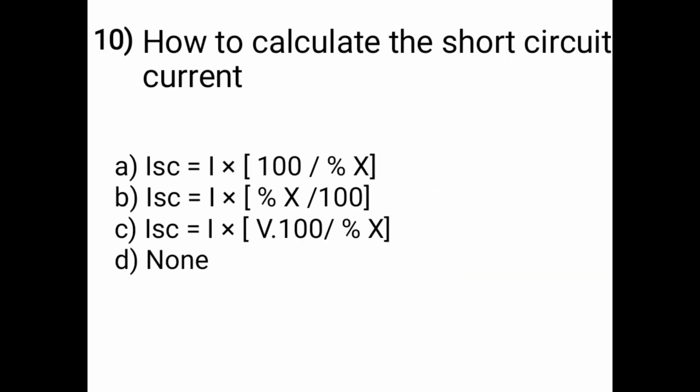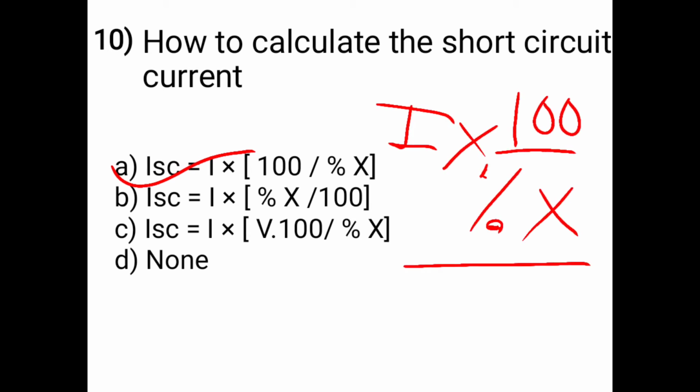Then next question is, how to calculate the short circuit current? Options are: short circuit current is equal to current multiplied by 100 divided by percentage reactance, or option B is short circuit current is equal to current multiplied by percentage reactance divided by 100, or short circuit current is equal to current multiplied by voltage into 100 divided by percentage reactance. So the correct answer is option A, that is short circuit current is equal to current multiplied by 100 divided by percentage reactance. This is the formula of short circuit current.